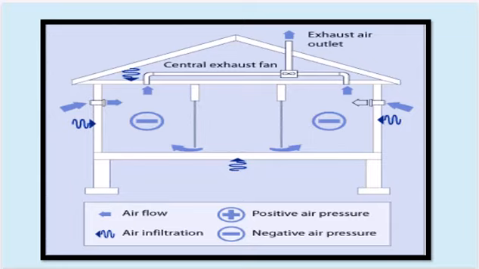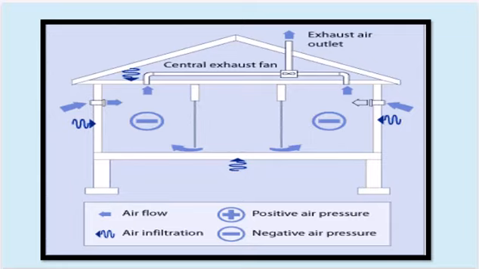The central exhaust fan is responsible for removing stale air from the interior, creating negative air pressure, indicated by the blue arrows. This negative pressure draws fresh air into the space through various infiltration points, represented by the negative air pressure symbols. The positive air pressure, shown with the plus signs, indicates the direction of incoming air, which helps maintain a balanced and healthy indoor environment.